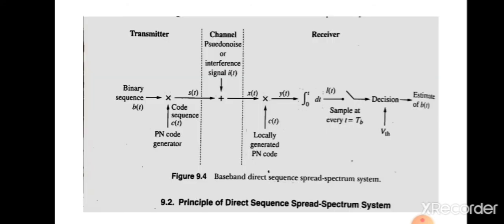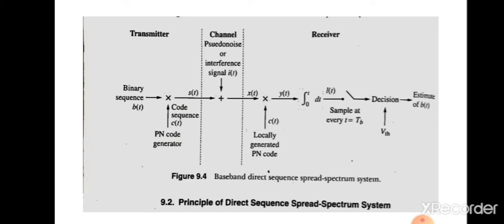Dear students, in this session we are going to discuss direct sequence spread spectrum, that is DSSS. In the case of direct sequence spread spectrum, the information signal directly modulates a pseudo noise sequence. That is why it gets the name direct sequence. And the name spread spectrum implies that the modulated signal occupies a bandwidth in excess of the minimum bandwidth necessary to send the data.